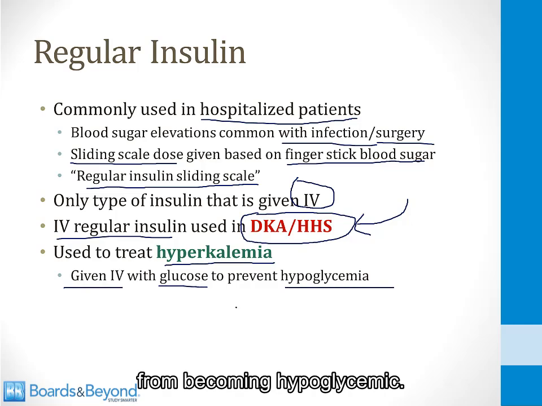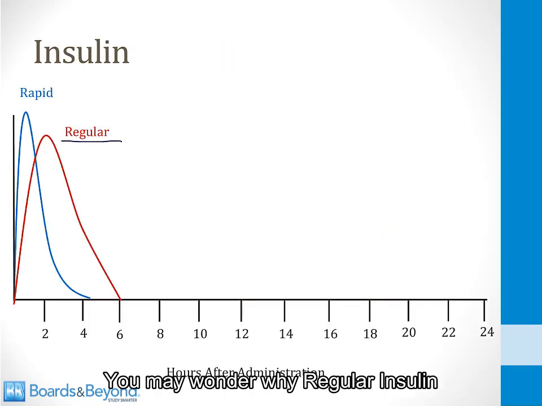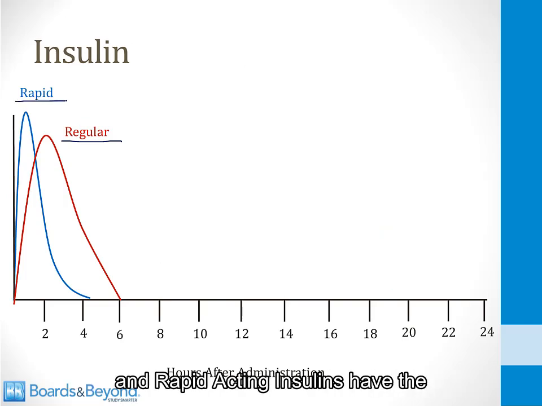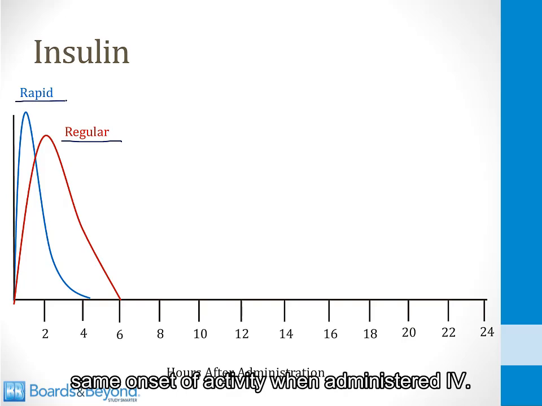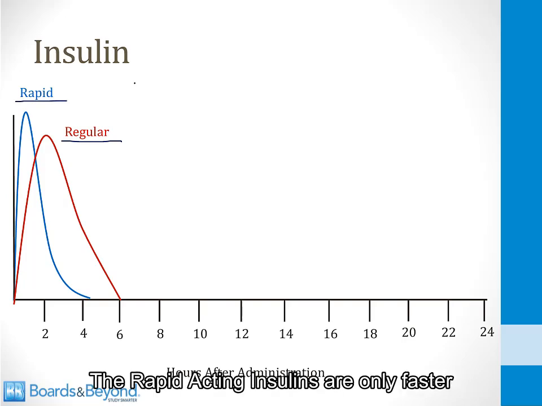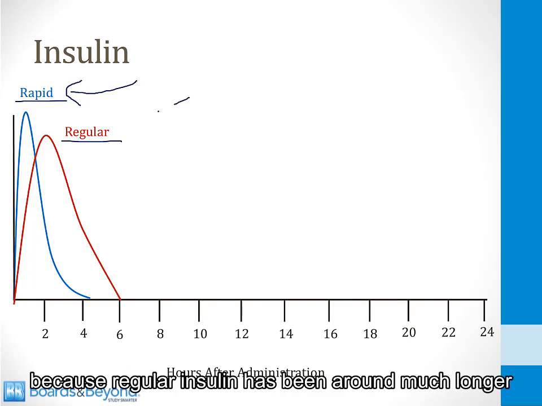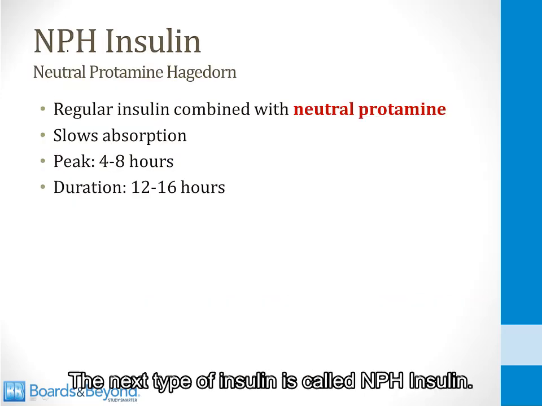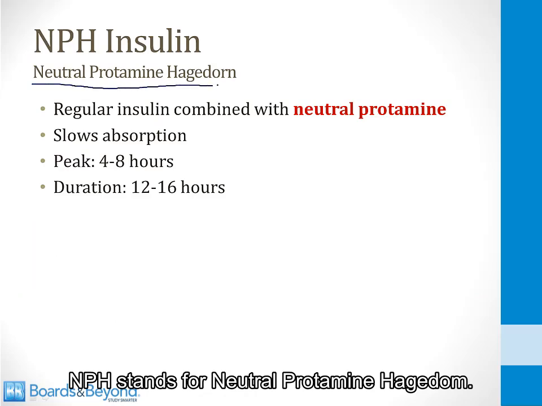becoming hypoglycemic. You may wonder why regular insulin is given IV instead of the rapid-acting insulins, and that's because regular insulin and rapid-acting insulins have the same onset of activity when administered IV. The rapid-acting insulins are only faster when administered subcutaneously. Because regular insulin has been around much longer and is less expensive, it is the treatment of choice when you need an IV therapy. The next type of insulin is called NPH insulin. NPH stands for neutral protamine Hagedorn.